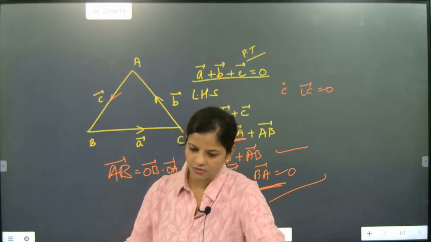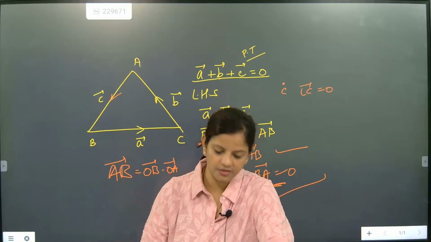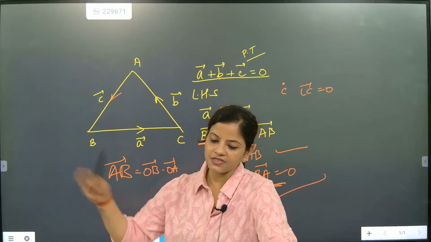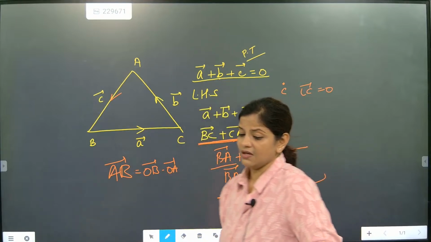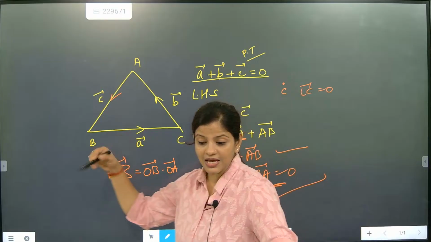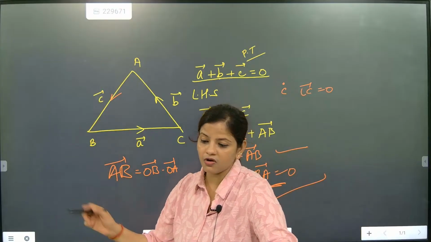That is triangle law. I used triangle law there. BA vector plus AB vector will become BB vector. BA plus AB by triangle law will become BB vector.